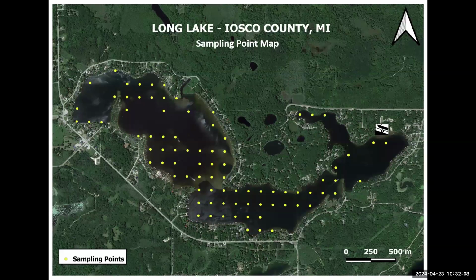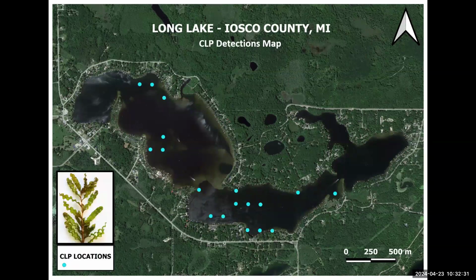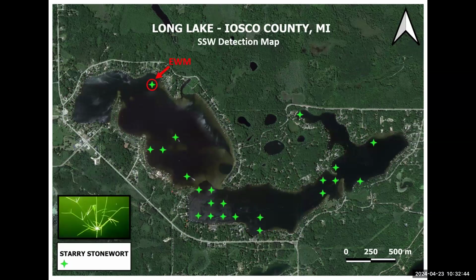Then what we can do after we run analyses and look at the data, we can build species richness maps. So here you can see the big circles correspond to areas where there's more species that were found. At this lake, the max richness at a sampling point was 7 species. You can see the most species-rich areas are in the middle of this water body. Here are curly leaf pondweed detections. So you can see at Long Lake, curly leaf covers a large portion of this lake.